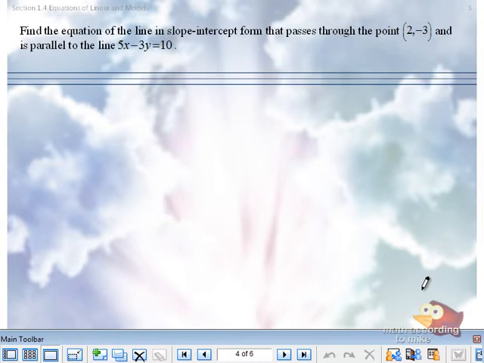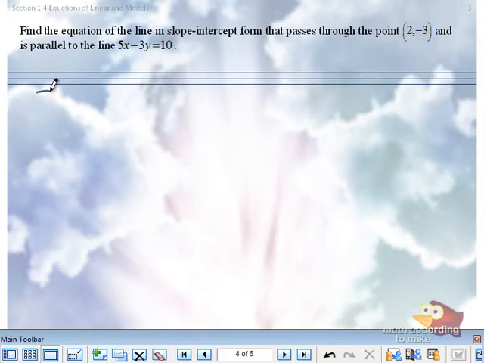Well, we're given this line, which I think is written in standard form, and maybe you call it general form. We need to find the slope of this line, and after we do that, we want it to be parallel. So what's going to be the slope of our new line? It's going to be the same number. So the question is, how do I find the slope of this line? Solve for y. And then whatever the coefficient of x is, that's the slope of the line.